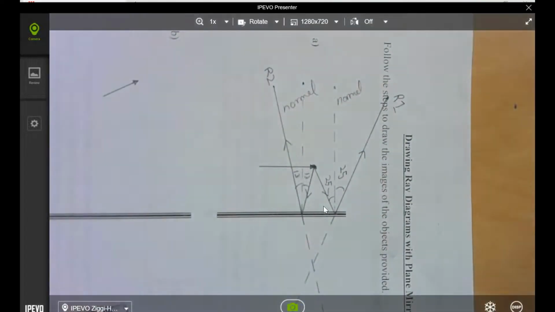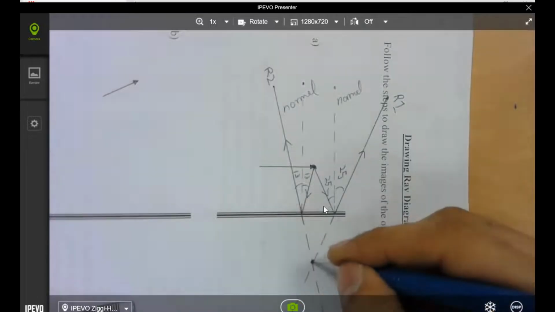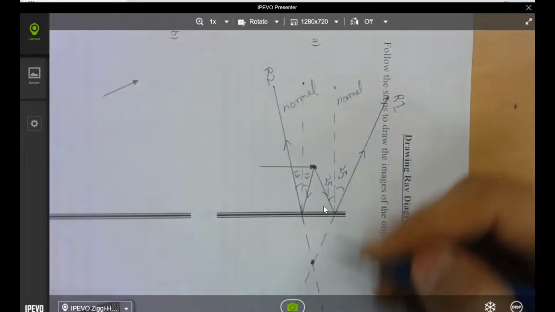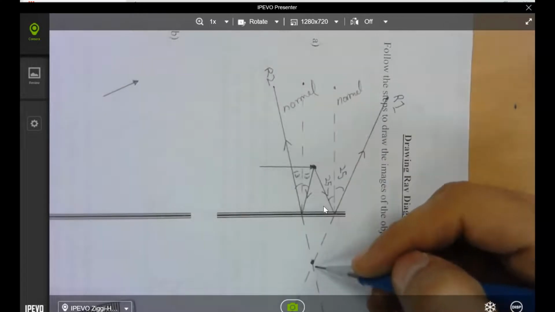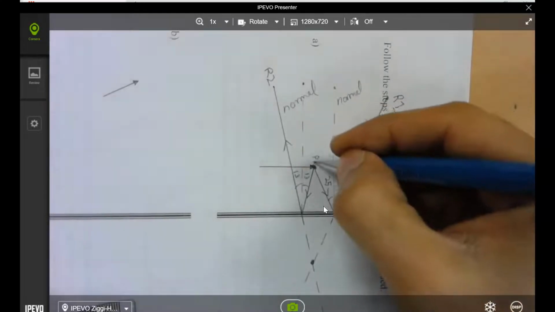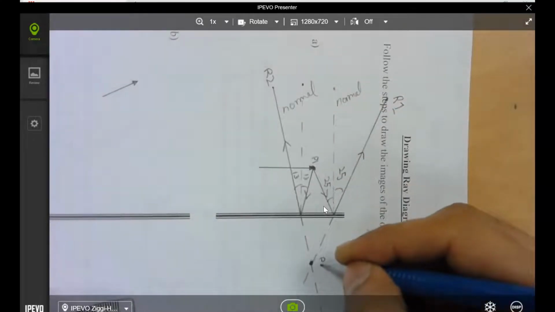And where do they meet? They meet right here, right? And this is the image of my point. If this is point number 1, this is the image of point 1.